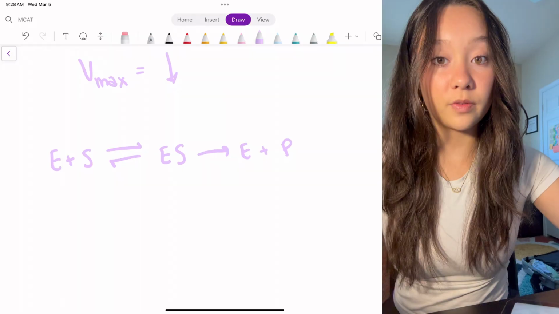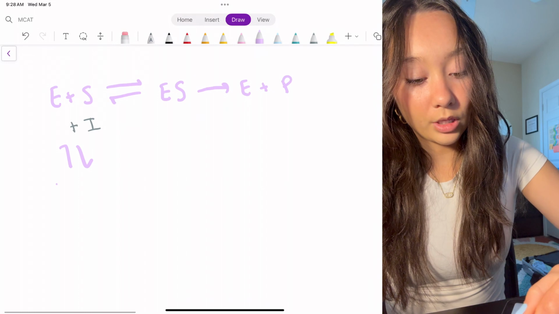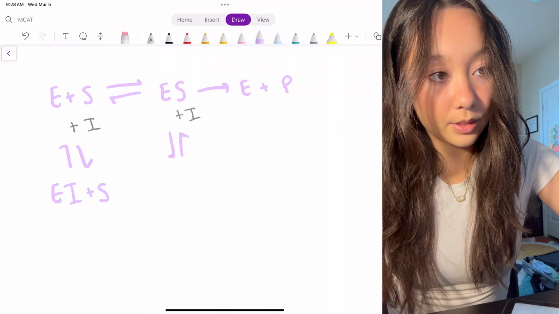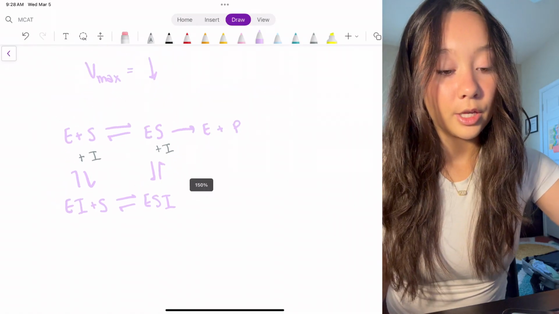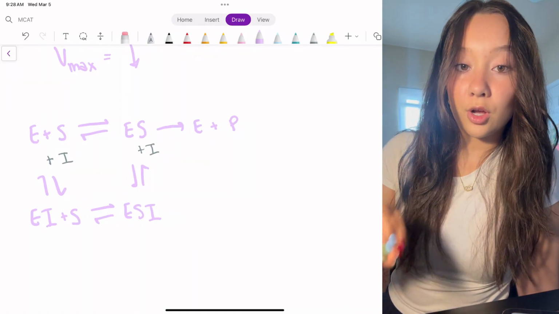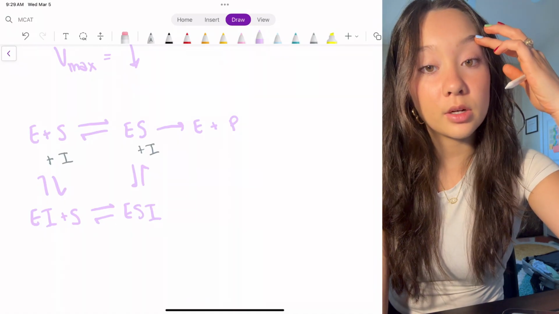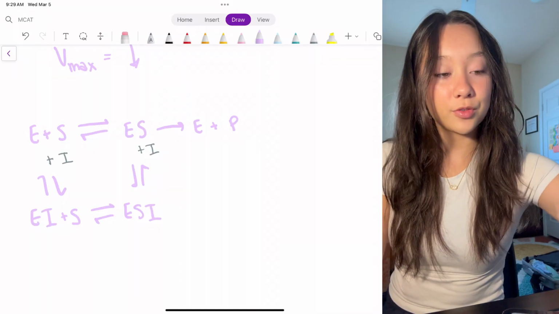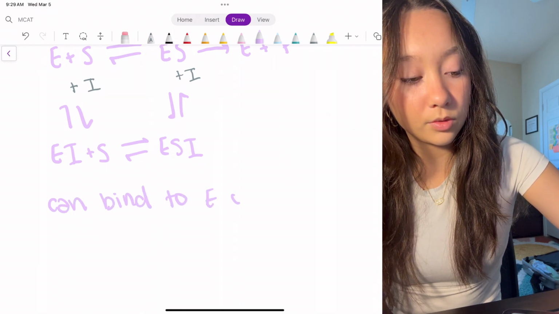Now, where our inhibitor fits in is if we add an inhibitor here, this can go to either EI plus S, or if we add an inhibitor here, this can go into ESI. And these can also interchange between one another. So this is basically saying that the inhibitor can bind to either the enzyme itself or the enzyme substrate complex. So this is why you often get two different mechanisms for either Km increasing or Km decreasing, because it can bind to any one of those. Again, mixed inhibitor, the name kind of tips you off. So I'll go ahead and just write can bind to E or ES.